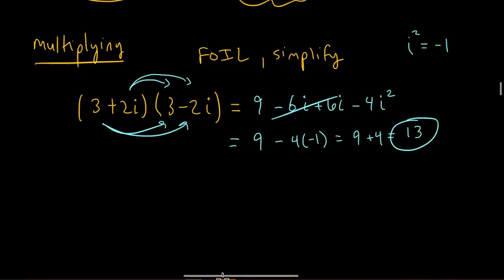And so the product of those two complex numbers is actually just a real number. It's kind of funny how that works out. And actually, this leads me to my next point. This is multiplying by a conjugate.